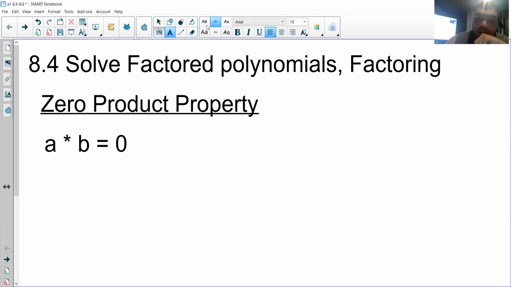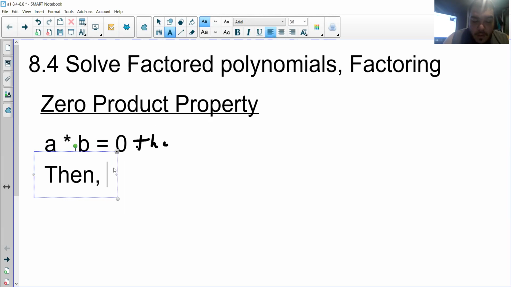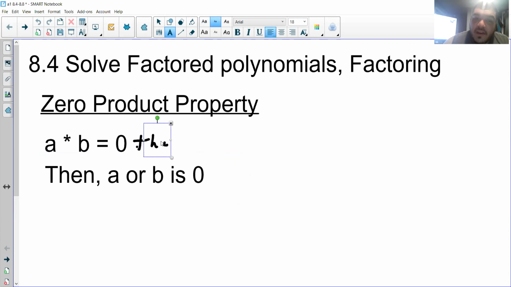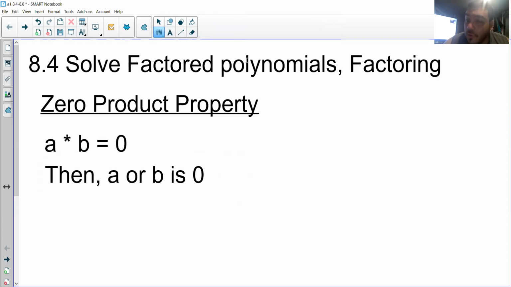You could have a situation. So if A times B equals 0, then, let me type this out so it's clear, then A or B can or is 0. Now that's kind of interesting. You have a situation where you technically have two possible answers, where A is 0 or B is 0. So what does that mean?